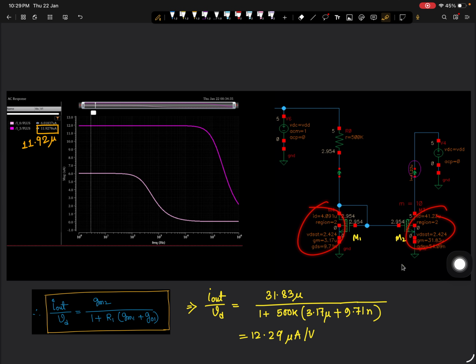So you can put in all these parameters and verify from this equation that delta I out by delta VDD is approximately 12.29 microampere per volt. The same thing that I am obtaining through the simulation is coming as around 11.92. So these two are very close by. Alright.